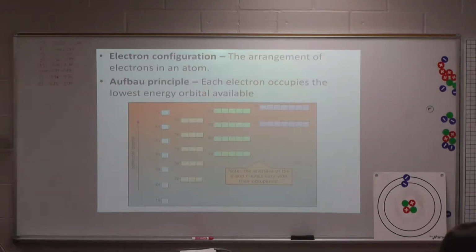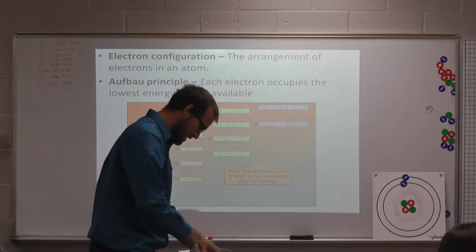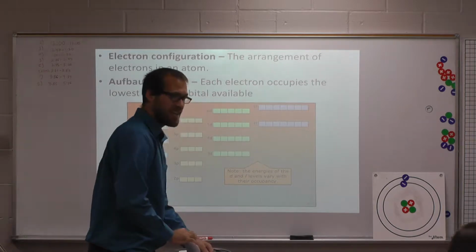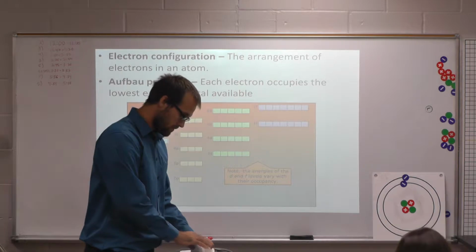All right. What we are going to do is something called electron configuration. What that essentially is, we're going to show where each electron in an atom will be located. Okay?